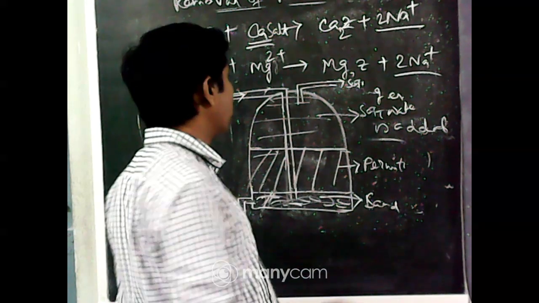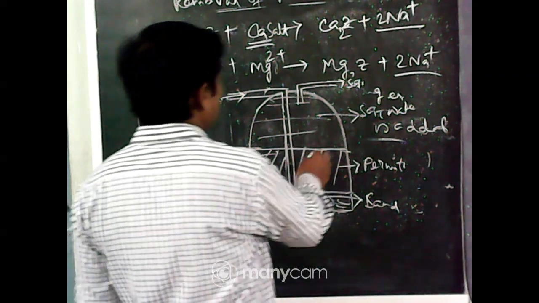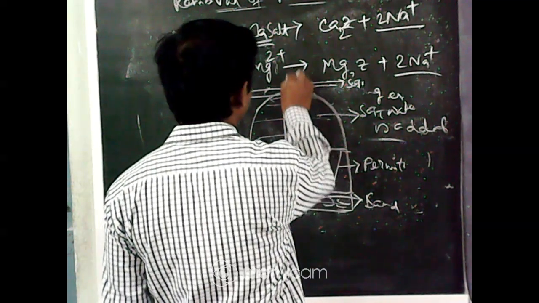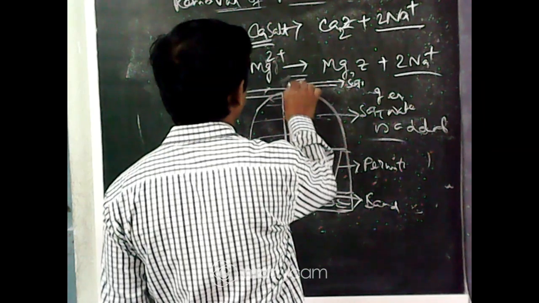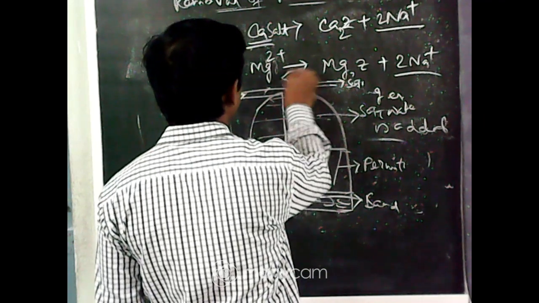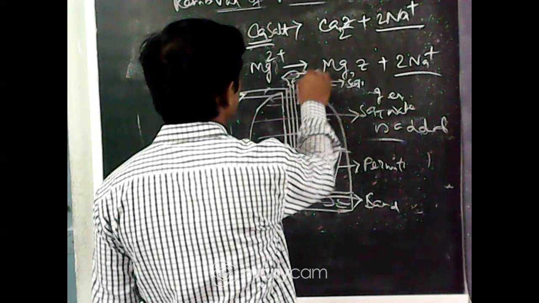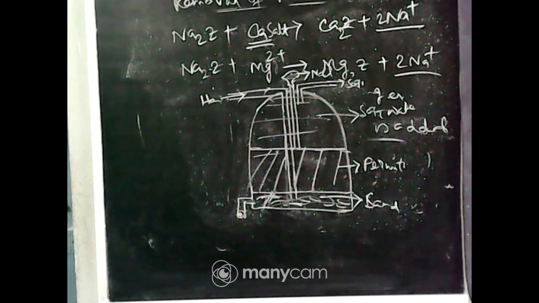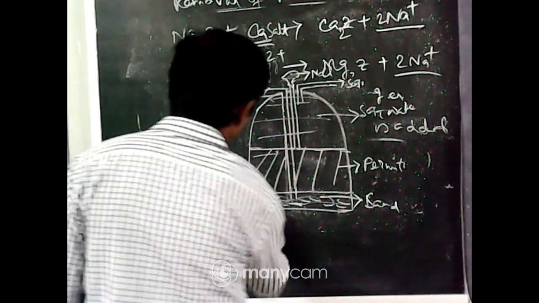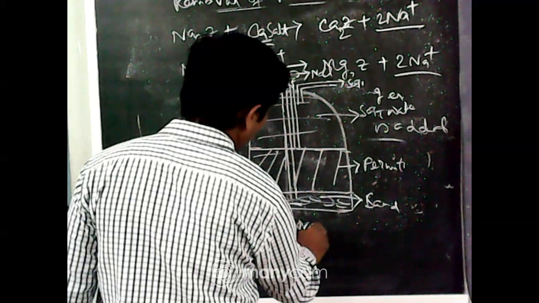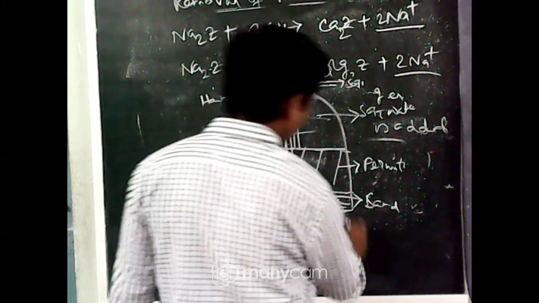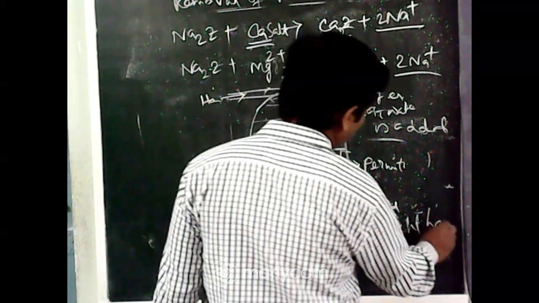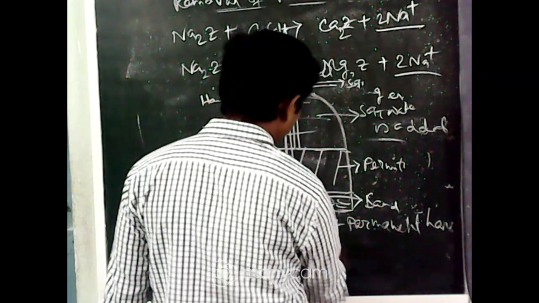Next one, the permutate is an ion exchanger. Now, here NaCl solution is also added to recharge the permutate. Okay. So, this is the process. The heading is removal of permanent hardness by permutate method.